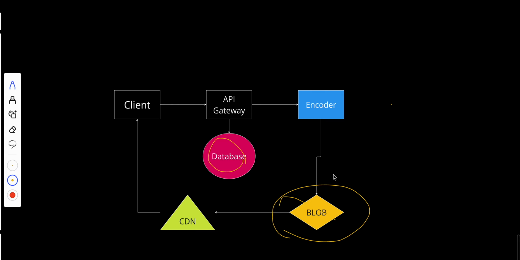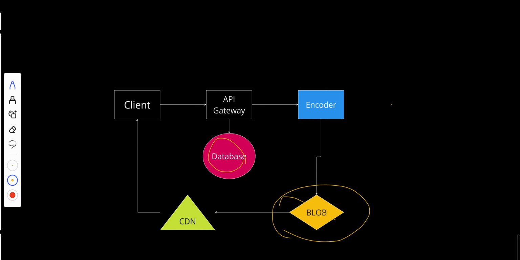And lastly, we have the CDN. If a video becomes quite popular, it's copied to a content delivery network, which ensures users can stream videos with minimal latency, no matter where they are in the world.